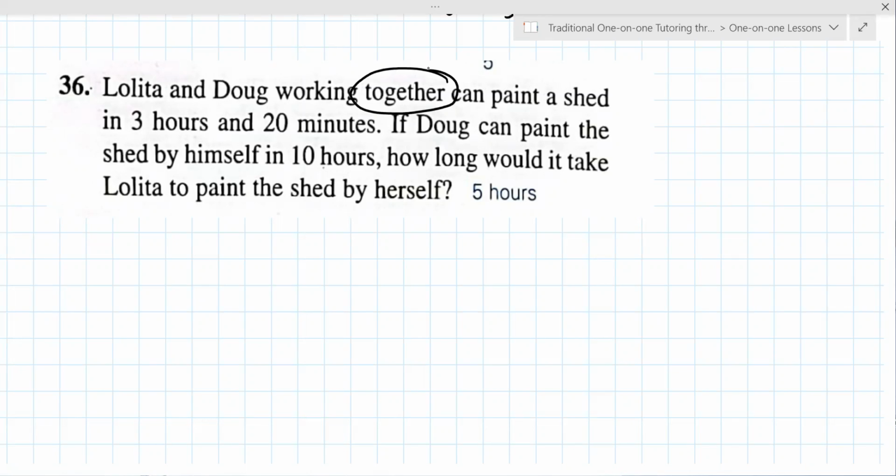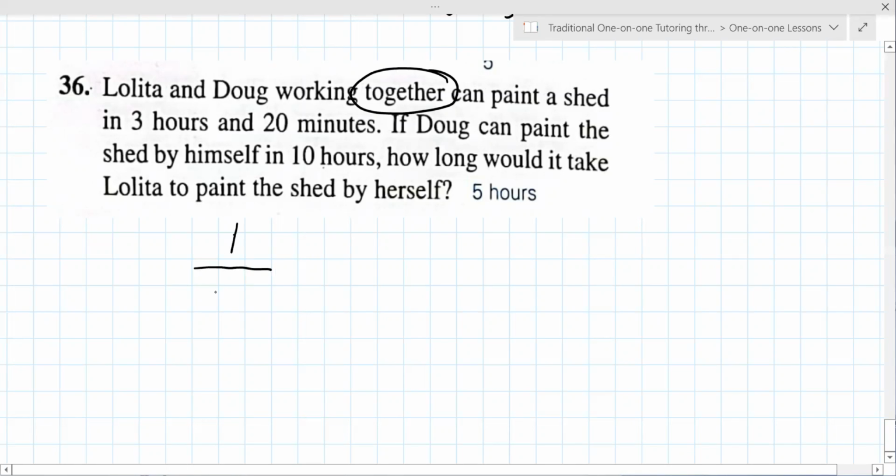Maybe you've been in a situation where you do a job and you're like, we've got to redo it. Nevertheless, the formula here is 1 over the time it takes Lolita plus 1 over the time it takes Doug, and these are individually, equals 1 over the time it takes them to do it together. This is your key to success.